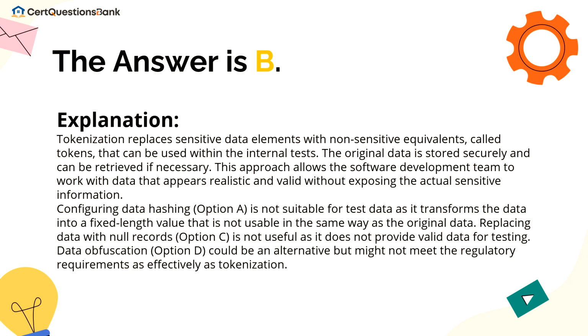Configuring data hashing, option A, is not suitable for test data as it transforms the data into a fixed length value that is not usable in the same way as the original data. Replacing data with null records, option C, is not useful as it does not provide valid data for testing. Data obfuscation, option D, could be an alternative but might not meet the regulatory requirements as effectively as tokenization.